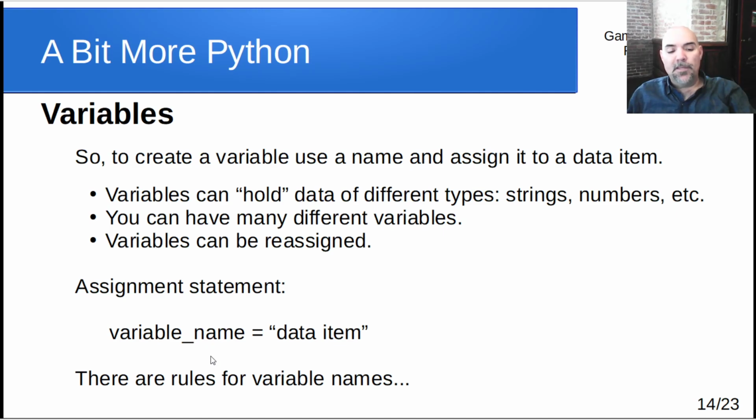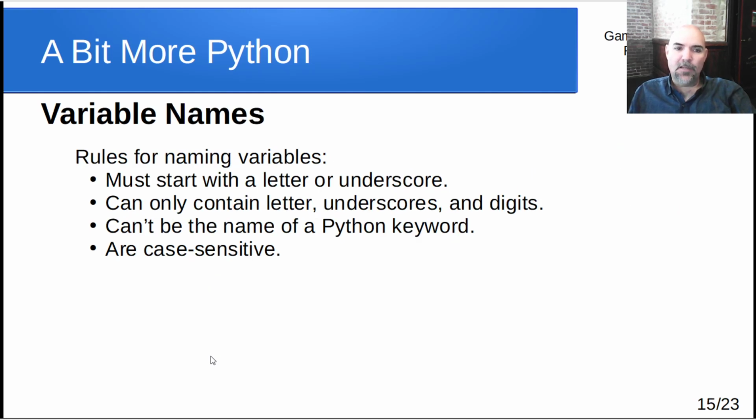In other words, we have to give a name for the variable that matches the rules for variable naming. So let's take a look at those. The first rule for naming variables is that it has to start with a letter or an underscore. In other words, the name can't start with anything other than a letter, meaning A through Z, or the underscore character. Those are the only two character types that we're allowed to start a variable name with.